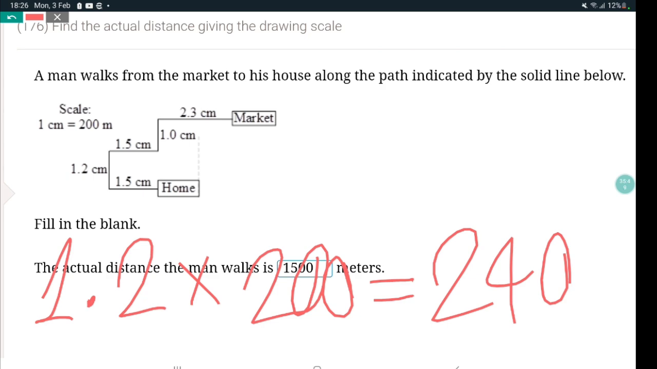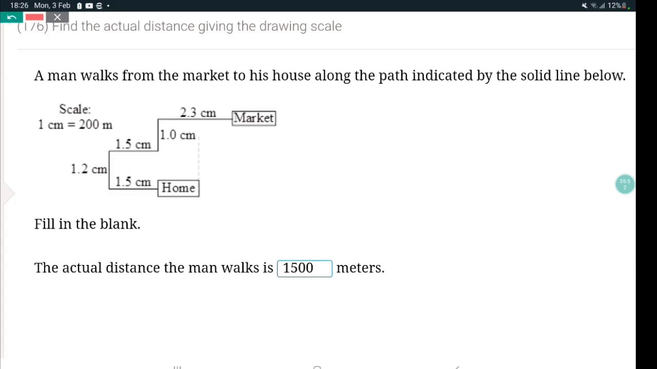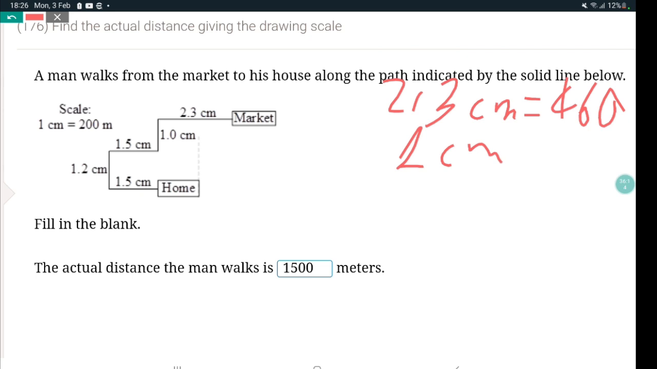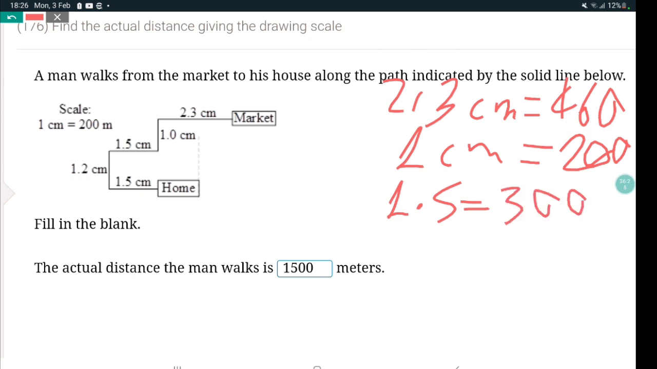So since we found all the values of each of the lengths, I'll just write the values on the side. 2.3 cm equals 460 meters. 1 cm, we already have it, it's 200. 1.5 is equal to 300 meters, and 1.2 is equal to 240.